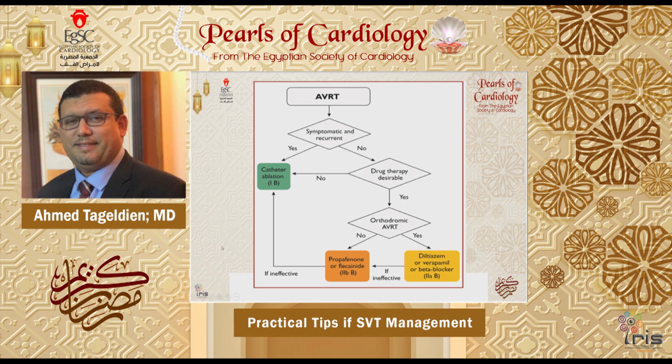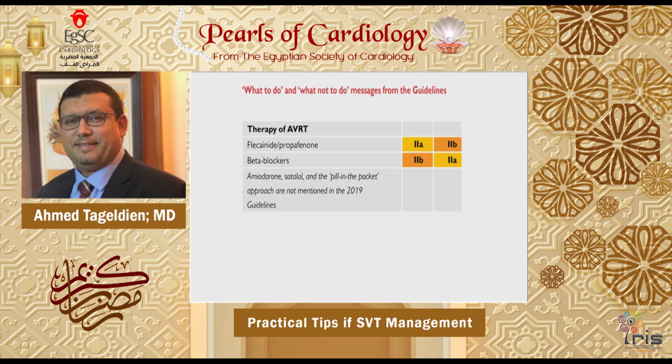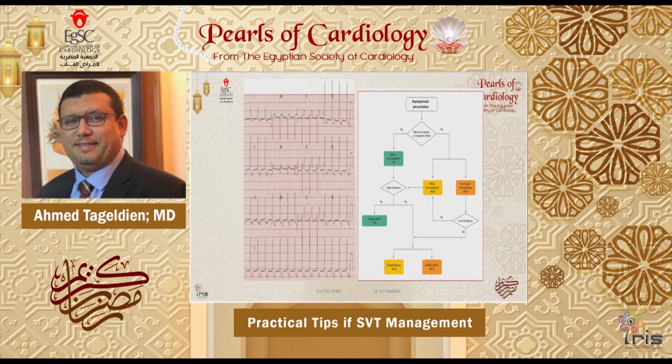Then catheter ablation is a class 1B indication for patients with AV reentrant tachycardia, as you see in this diagram. What not to do in patients with AVRT is to use flecainide or propafenone, which is class 2B, while beta blockers are class 2A. It's worth mentioning that amiodarone, again, is not indicated in AV reentrant tachycardia.